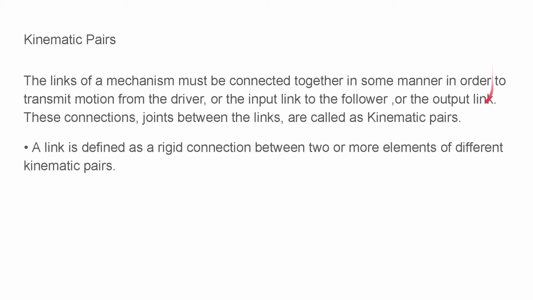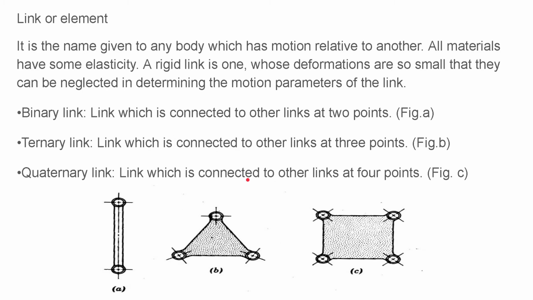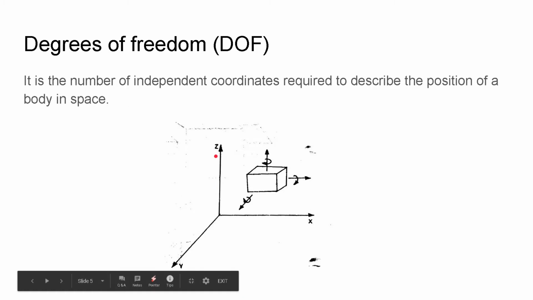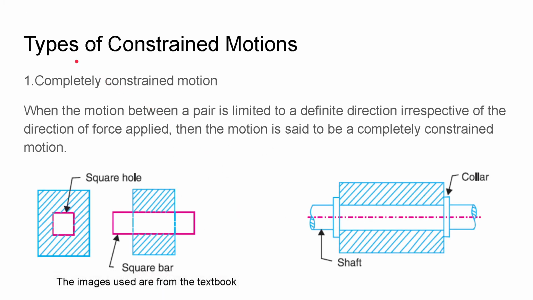A link is defined as the rigid connection between two or more elements of different kinematic pairs. These are rigid, please remember that. The different kinds of constrained motion are, first, completely constrained motion. When the motion between a pair is limited to a definite direction irrespective of the direction of force, the motion is said to be completely constrained.